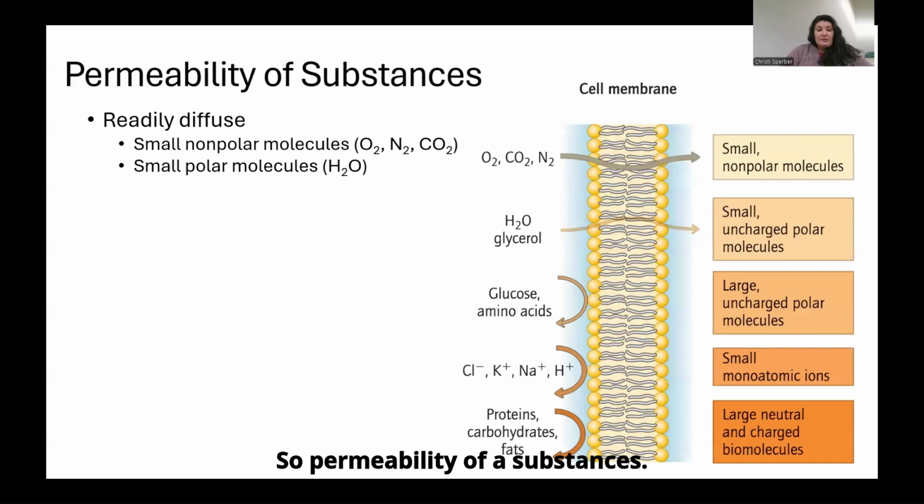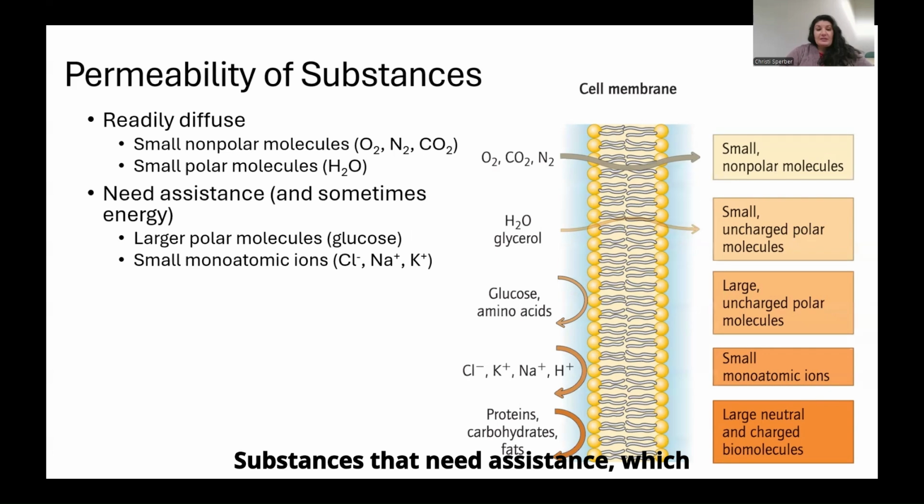Regarding permeability of a substance, small non-polar molecules such as oxygen, nitrogen, carbon dioxide, and small polar molecules like water readily diffuse across the cell membrane. Even though water is polar, it's small and it's neutral, so it can cross easily.